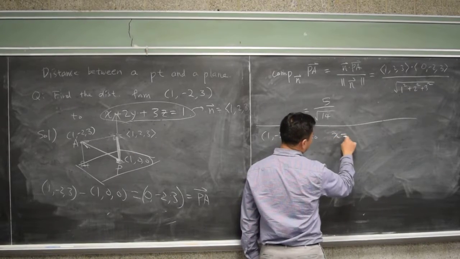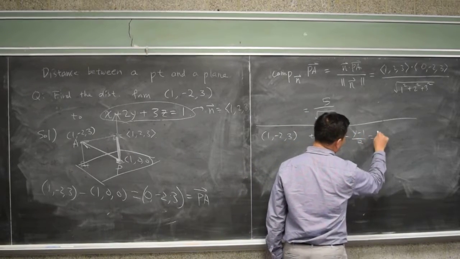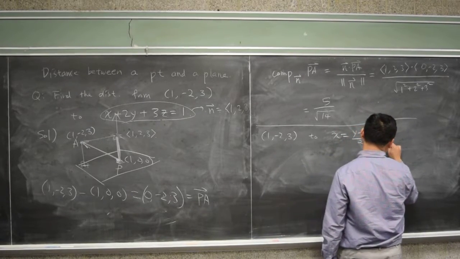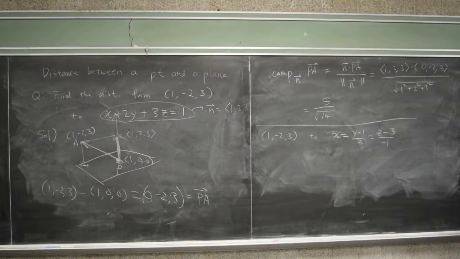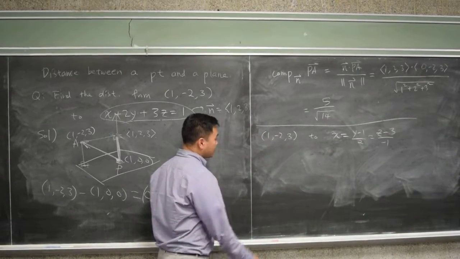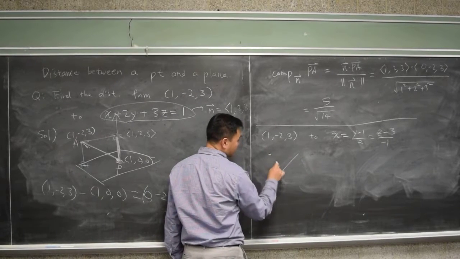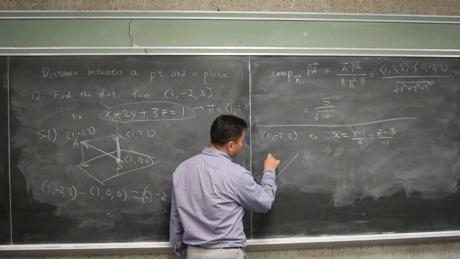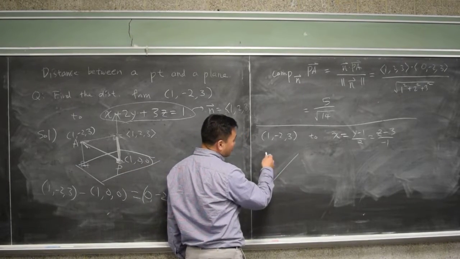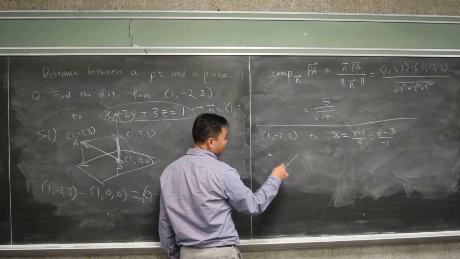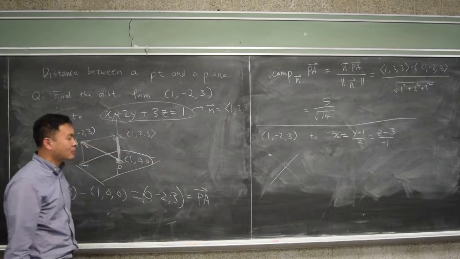To the equation, let's just say x equals y minus 1 over 2, z minus 3 over negative. What if you're given a point to a line? So here's a point, here's a line. In that case, you can come up with a line equation that passes through it, that's perpendicular, and you can find this distance. So that's one way to do it.